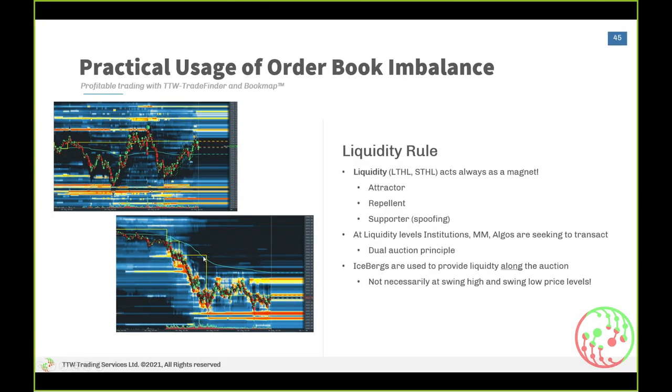So the order book imbalance is important, because it points to the side where the most liquidity is. And as mentioned, the liquidity is an attractor, repellent, or supporter. It can support a price, it can attract a price, but it can also act as a repellent to the price. At liquidity levels, institutions, market makers, and algos are seeking to transact, and icebergs are used to provide liquidity along the auction, not necessarily at swing highs and swing lows.